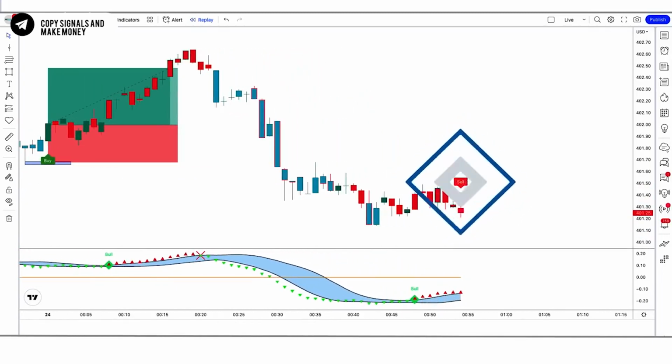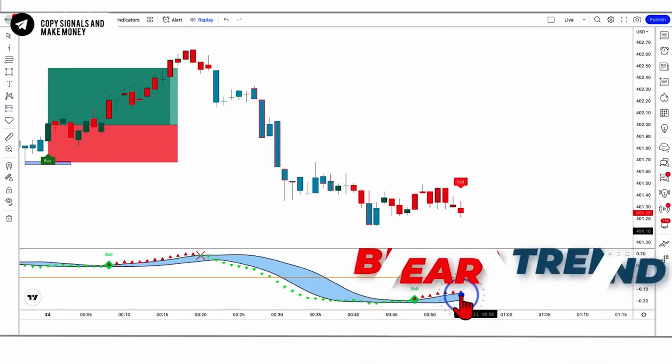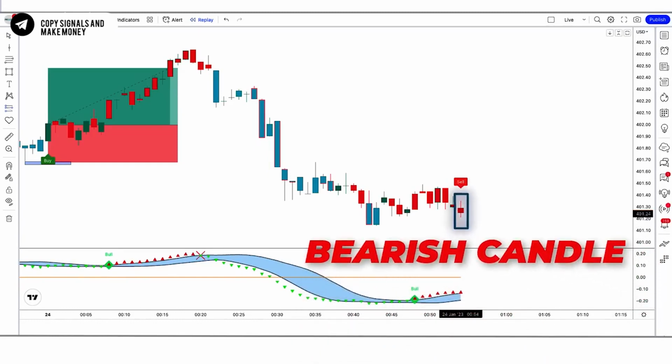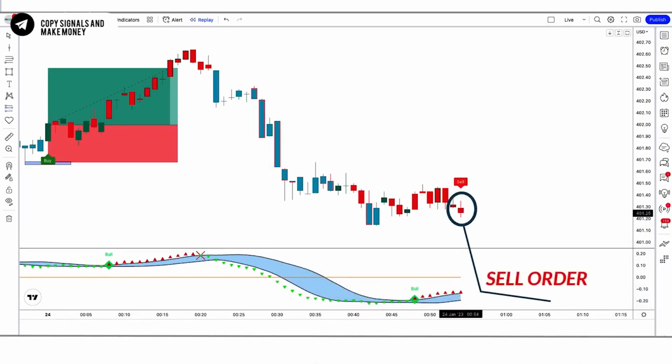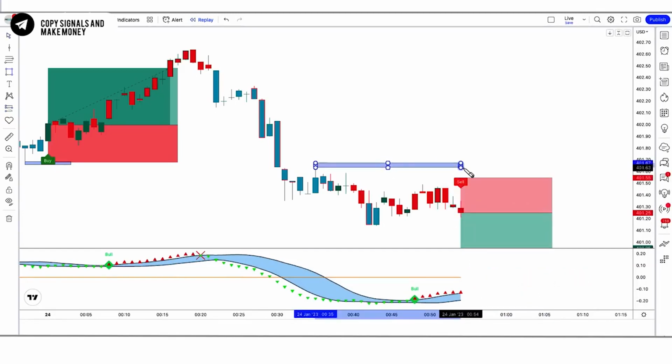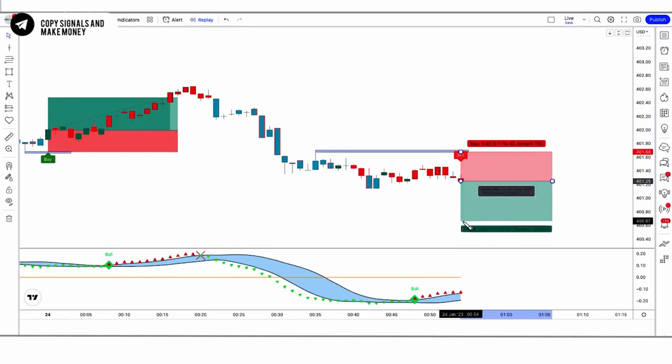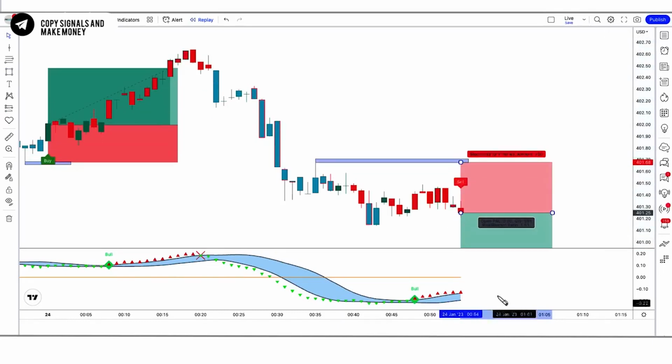When the Willy Alerts indicator gives us a sell signal, when the trend alerts show a bear trend, and when the market forms a bearish candle, if this condition is fulfilled, then we will place a sell order. Our stop loss is to be placed at the high of the previous market, and the risk to reward ratio will be 1 to 1.5.